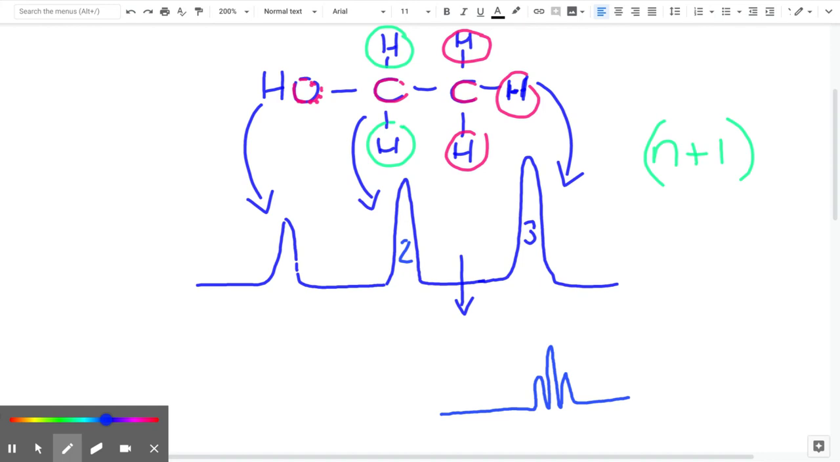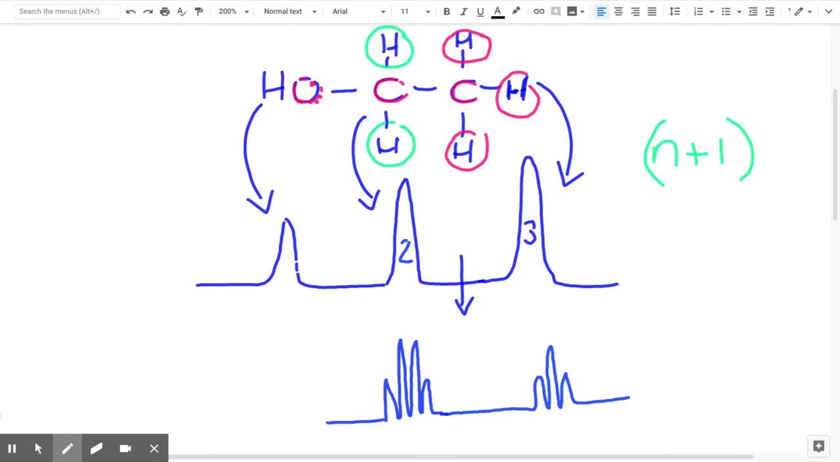So that CH2 then is split by 3 protons. So n+1 gives us 4 peaks. And remember, the integration ratio of those 4 peaks will be 1, 3, 3, 1. So 1, 3, 3, 1 as an integration ratio. Remember, the area under that curve would be 2. The area under the first triplet would be 3.